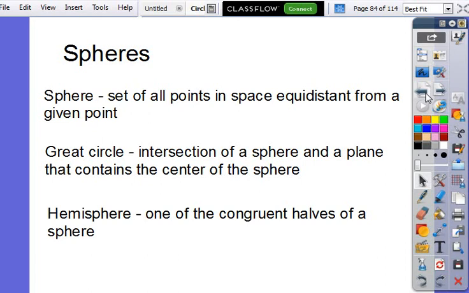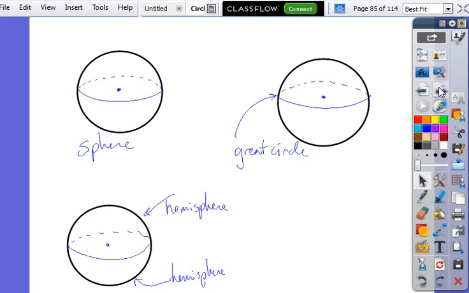All right, so if you took a ball, a sphere, and you cut it in half, that flat part on the top is the great circle. Last thing is a hemisphere, which is just one half of a sphere. All right, here are the diagrams of what everything looks like.